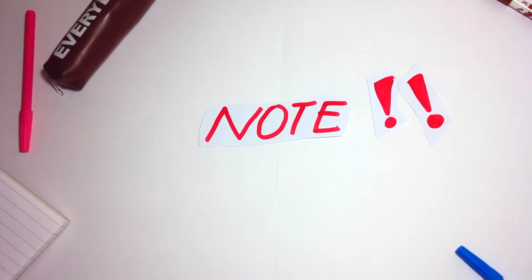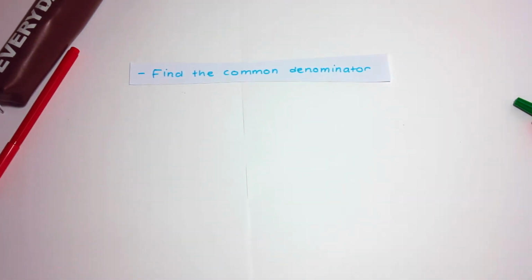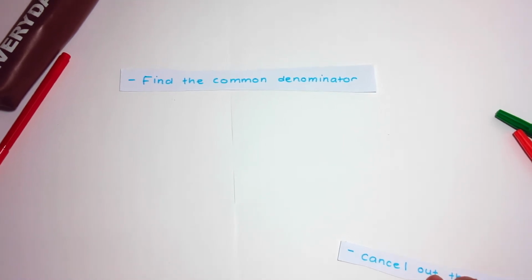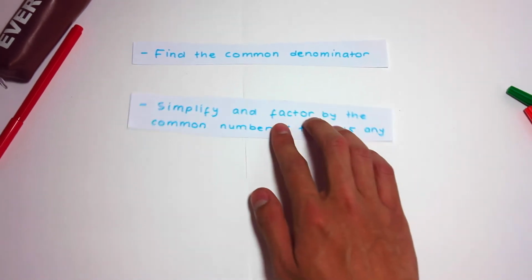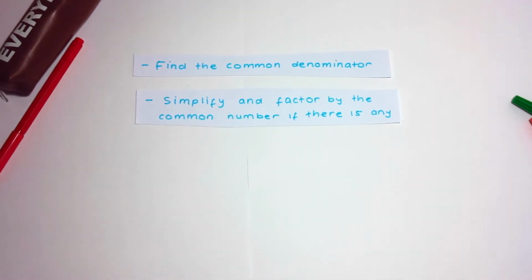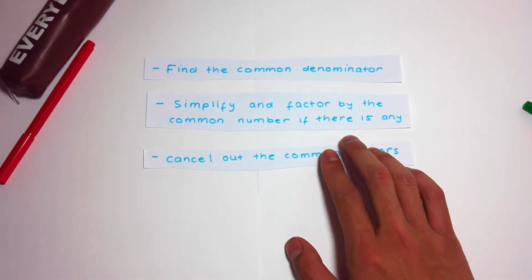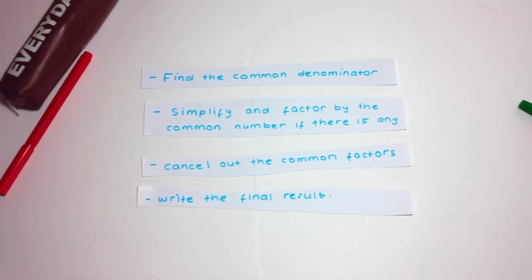Note: the first thing that you need to do when you're adding and subtracting rational expressions is to find the common denominator. The second thing you need to do is simplify and factor by the common number, if there is any common number. Third thing you need to do is cancel out the common factors and then write your final result.